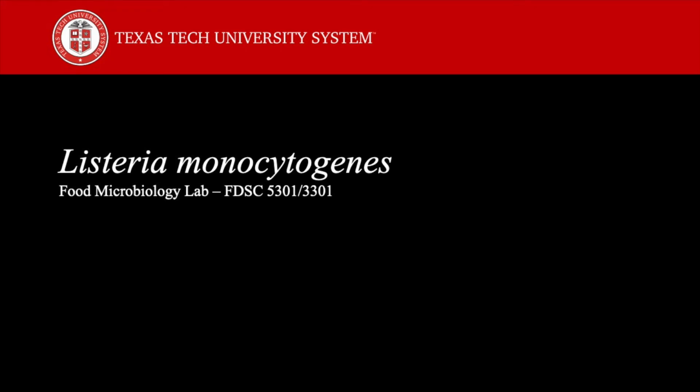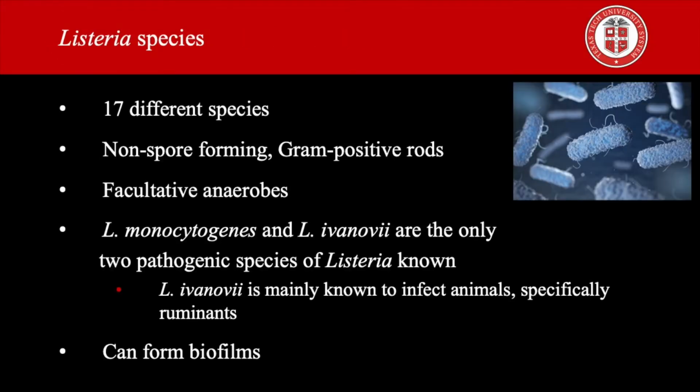For this lab, we're going to go over a little bit of background about Listeria monocytogenes. There are 17 different known species of Listeria. The species within the genus are non-spore-forming, gram-positive rods and are facultatively anaerobic. There are only two current pathogenic strains known, Listeria monocytogenes and Listeria ivanovi. However, L. mono is the only species that is a common threat to humans. L. ivanovi is generally associated with animal infections, mainly in ruminant species.